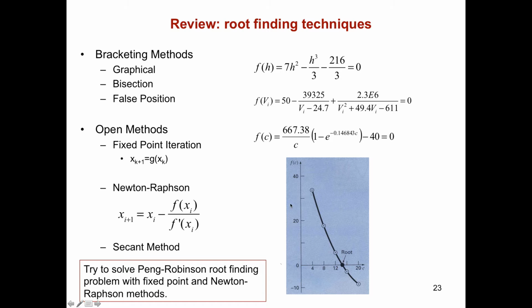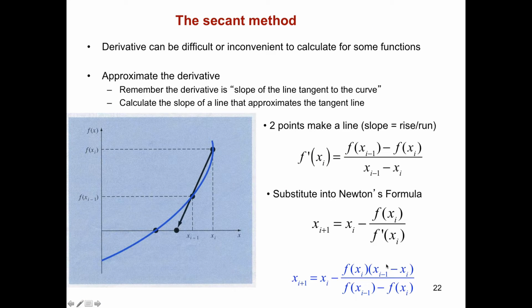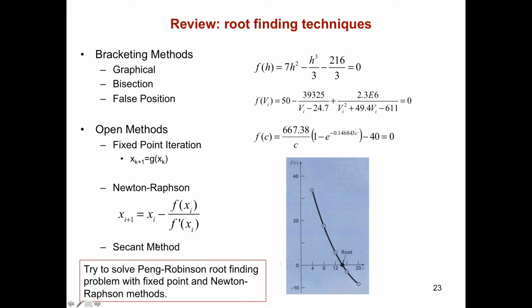Now, in review, I have bracketing methods, which is what we covered and finished last time, and these open methods. I could have fixed point iteration, where I reformulate my problem as x_{k+1} equals g of x_k, or the Newton-Raphson method, x_{i+1} equals x_i minus f of x_i divided by f prime of x_i, and the secant method. The secant method simply replaces f prime with an approximation, so this is my third version. And in open methods, I start from one guess and I keep computing.